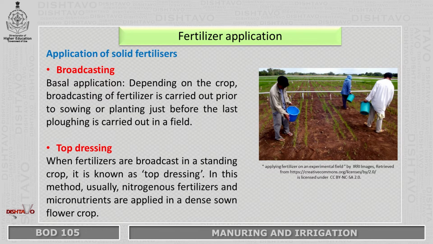Next is the top dressing. When fertilizers are broadcast in the standing crop, it is called top dressing. In the picture you can see the fertilizers are applied in the form of top dressing. In this method, usually nitrogenous fertilizers and micronutrients are applied in a densely sown flowered crop.